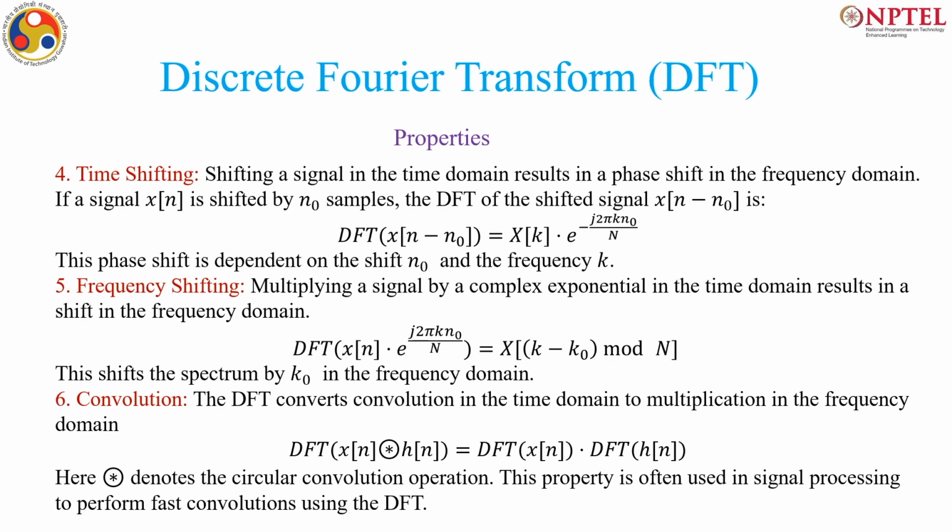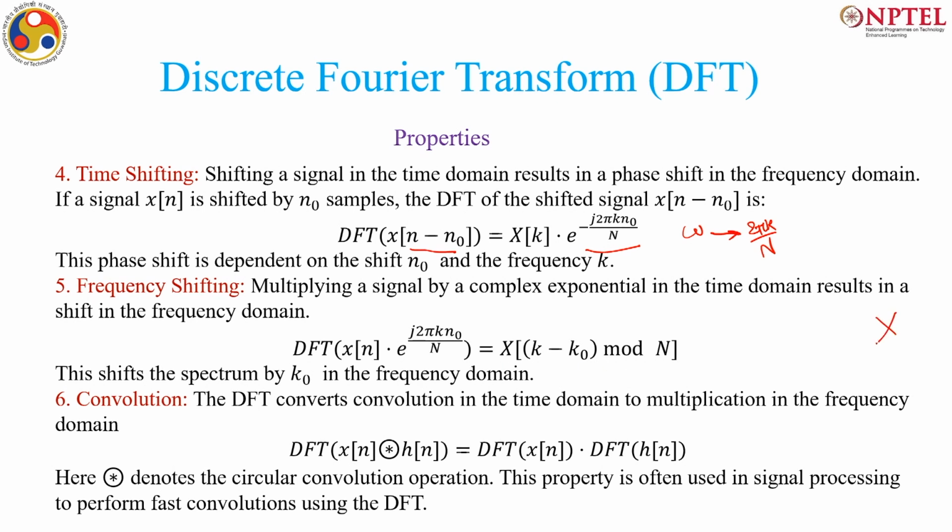So, I will just quickly go through them. When I have a shift in the time domain n naught, it is multiplied with this phase factor. Here you see that this omega is typically replaced by 2 pi k by N, and the rest is kind of the same. Next is frequency shifting.